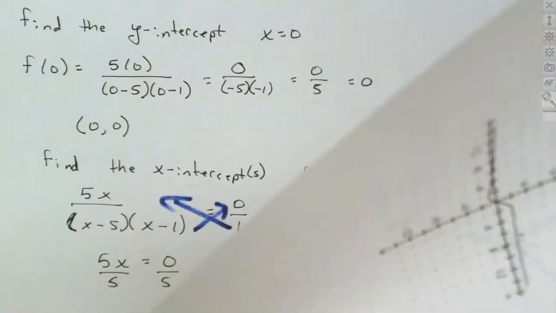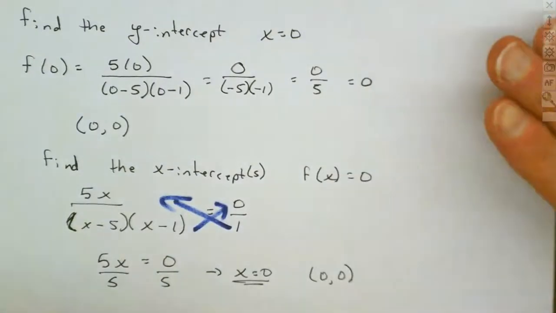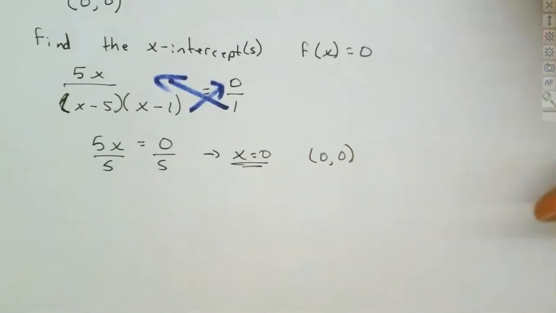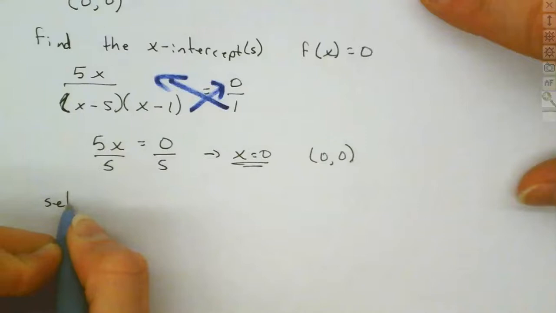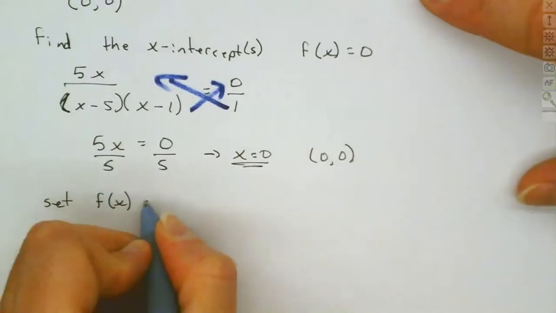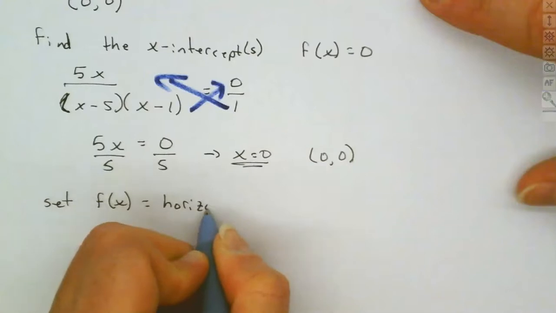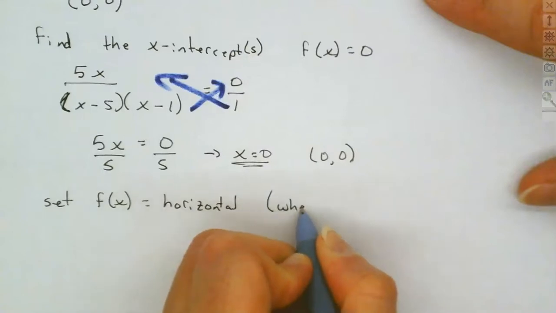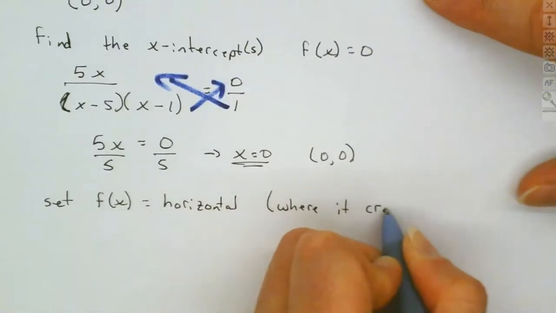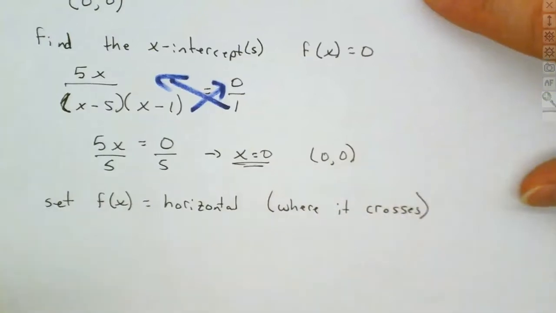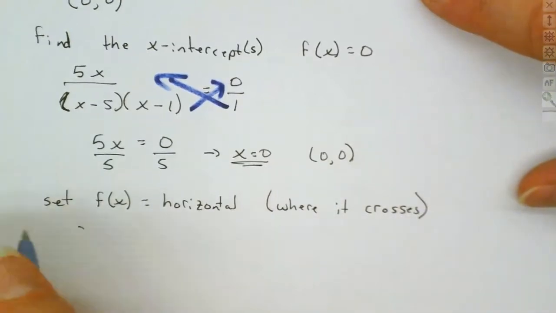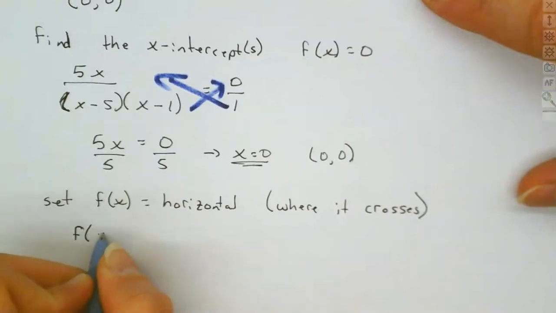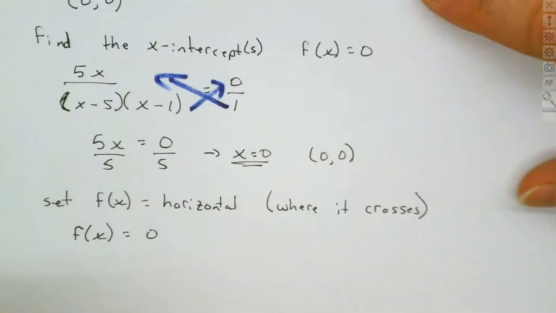Is everyone okay with how I got to that point? Okay. Now, let's see if it crosses. So what do we do for the next step? We set f of x equal to the horizontal. And that's going to be where it crosses. Now, we found our horizontal to be 1. Or sorry, not 1, 0, right? We worked through this one, and we found our horizontal to be 0. And we just did that. Right? We just did this a moment ago, so we don't need to do it again.